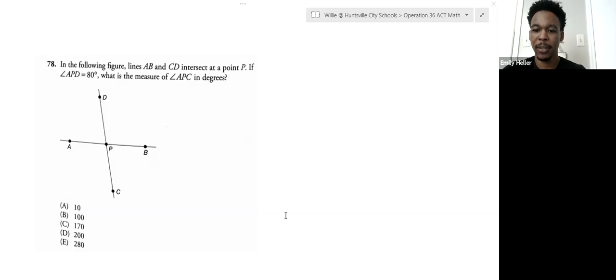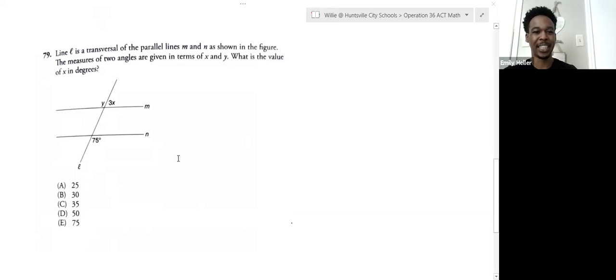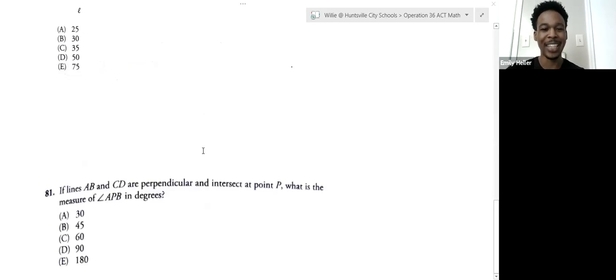Most people got the first one. So 78 is B. I think everybody got 78, so we won't talk about that one. 79 is C. That's where most people fell a little short, but a lot of people got C though. I might see if somebody wants to explain 79. But before that, 81 is D. Many people got D. We'll talk about those two.